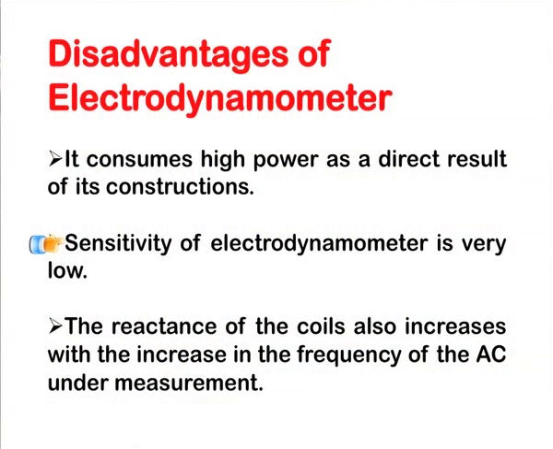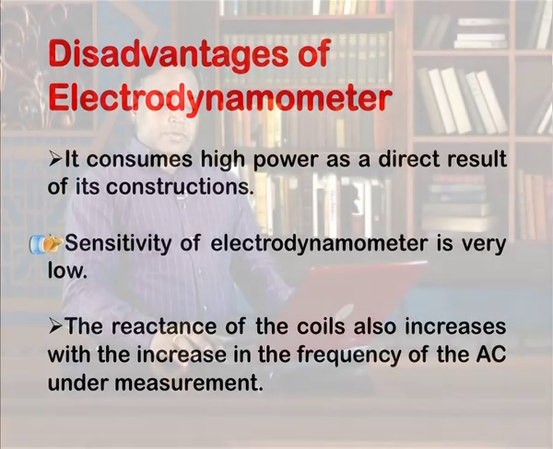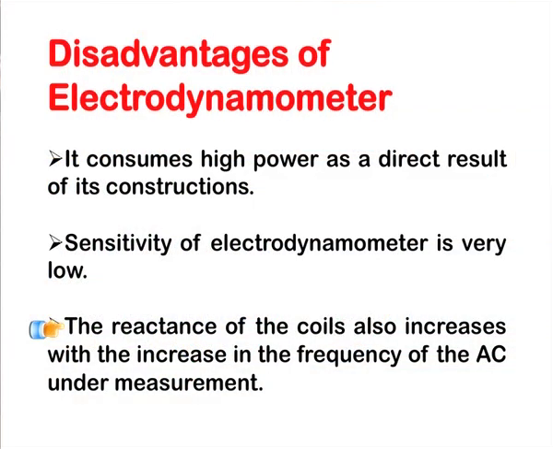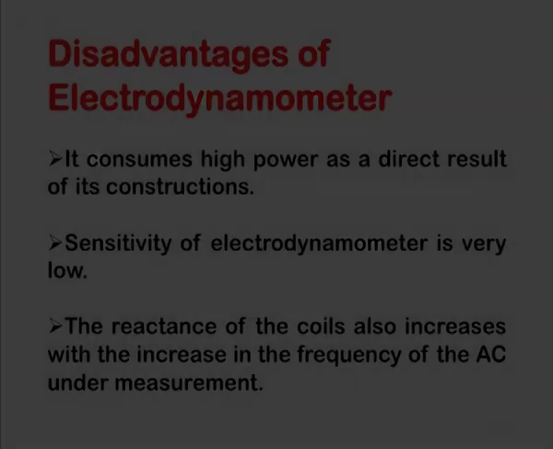Moreover, the sensitivity of the electrodynamometer is very low, and the coils have been used through which the unknown current is flowing. So, the reactance of the coils also increases at the higher frequencies, XL being equal to 2 pi FL. So, at higher frequency the reactance of the coil, that is XL, will be higher. So, all these are the disadvantages of the electrodynamometer.